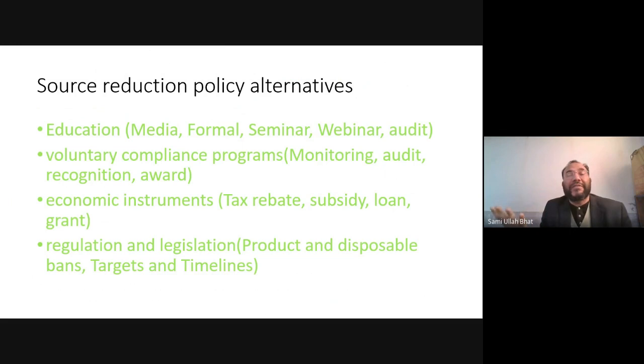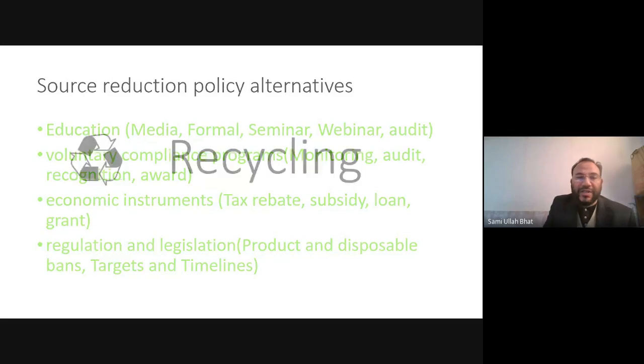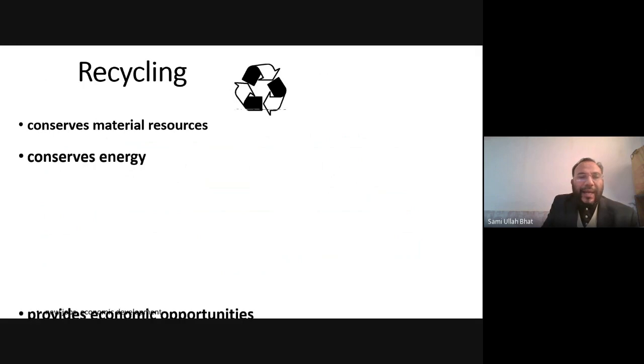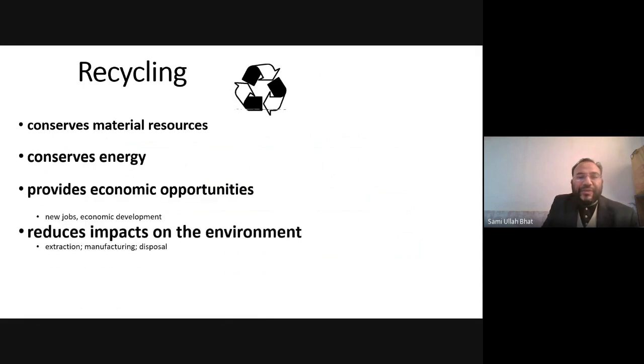Then we can think of taking targets and timelines for those in the manufacturing sector, that they need to shift from what is harmful to pro-environment or green policies in that context. Apart from that, we have recycling, which conserves material resources as well as energy, and provides economic opportunities.